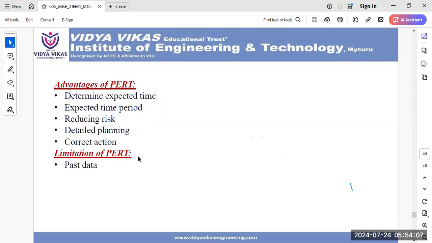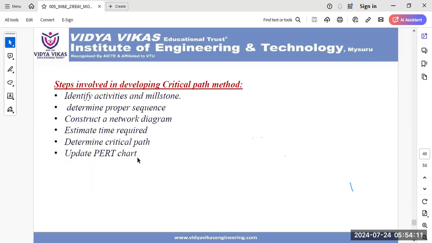The very important point is PERT is used for long projects. CPM is used for industry projects. Okay, that is the main difference.